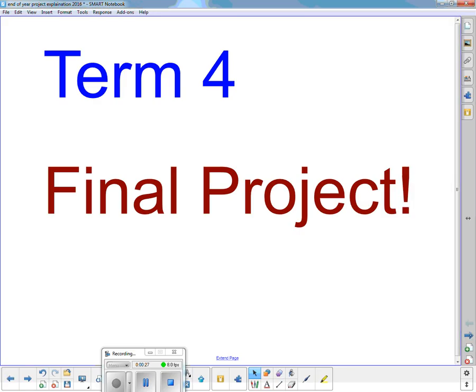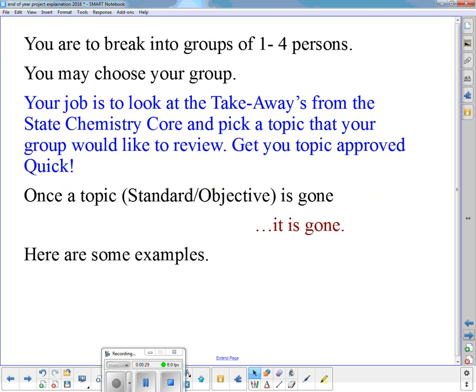So on the final project, we're going to use this as a review assignment. You're going to be asked to break up into groups of 1 to 4. You can choose to do it by yourself. If you don't want to rely on anybody else for the project, that's fine. If you want to work in a group, you're going to have to make sure you work as a group and everybody pulls their part. Okay? You choose. Your job is to look at the takeaways.